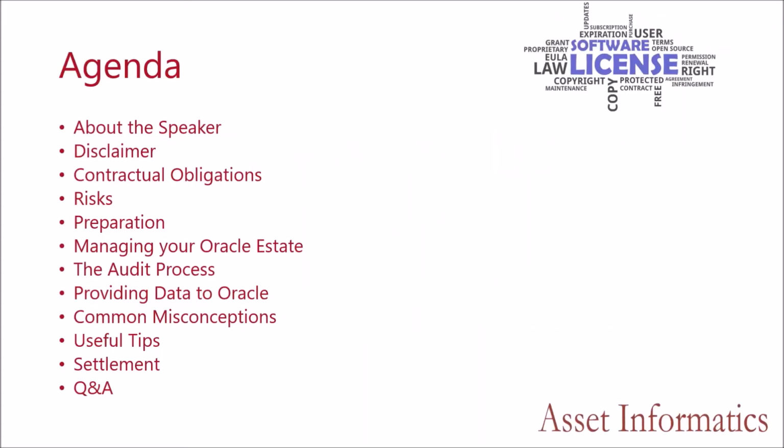So let's get started. Here's the agenda. There's going to be a little bit about me, and then we have the list of items we're going to discuss, really from the start to the end of the process. It starts with your contractual obligations, and then when you've had an audit, it's how the audit is settled if it turns out that you're under license.